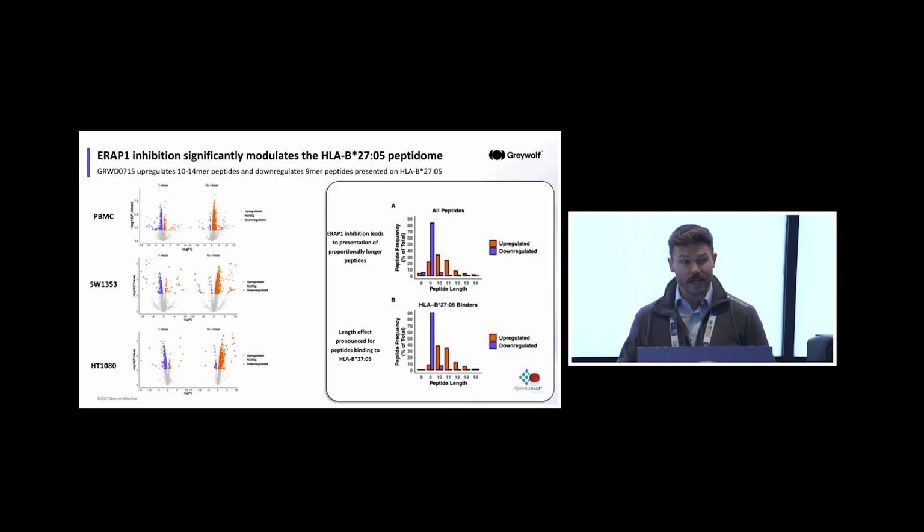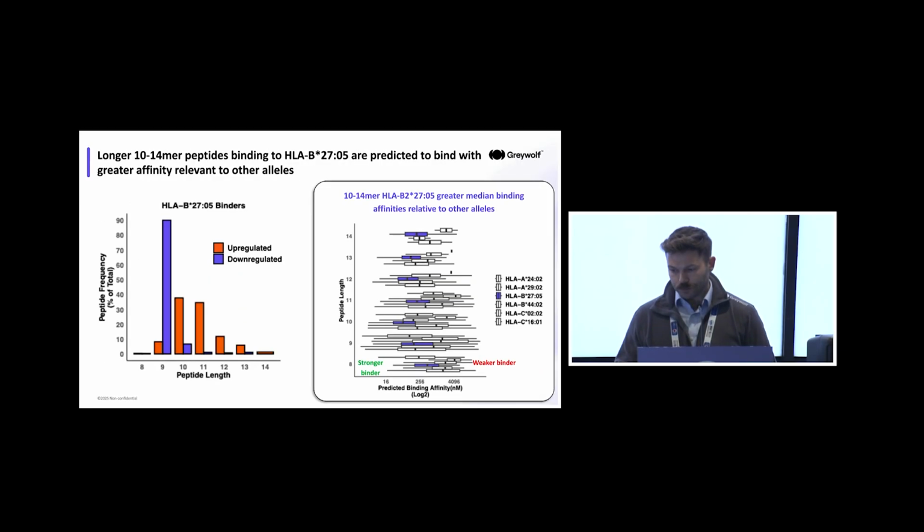And then this effect really is incredibly pronounced on HLA-B 2705. So the top graph being all alleles in that particular cell line, and the bottom being the effect of that length frequency on B2705 itself. So we have a really large effect on 9 mers here, and we really drive the presentation of longer peptides on this allele. So we thought that was maybe one piece of the puzzle.